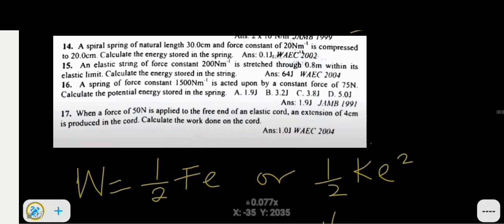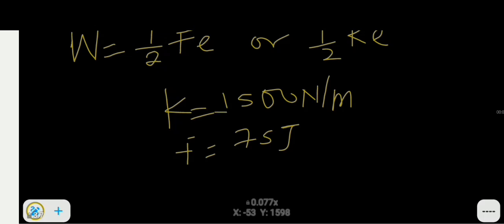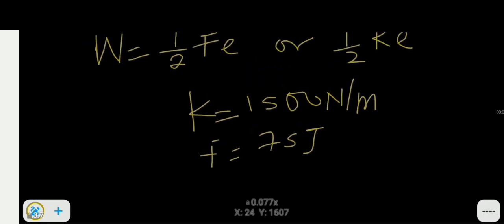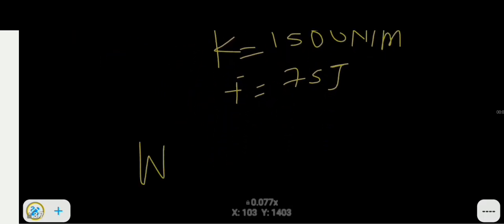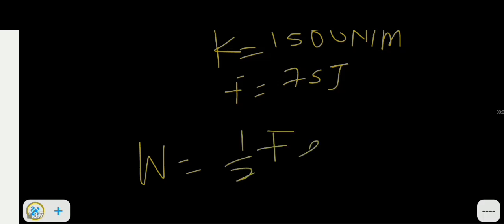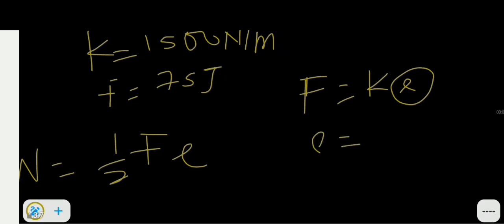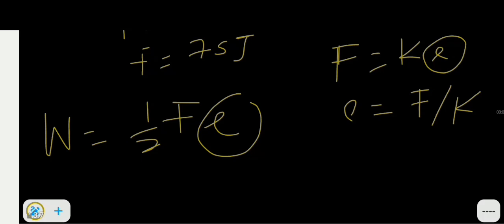But from this question, you can see that the force constant is 1500, while the force is 75 Newton, but they did not give us the extension. So you need to find the extension, or just substitute any one you like. Let's use the formula W equals half Fe. Don't forget that originally F is equal to Ke, and from here you can make e the subject of the formula: e will be equal to F over K. So instead of writing e, just write F over K.